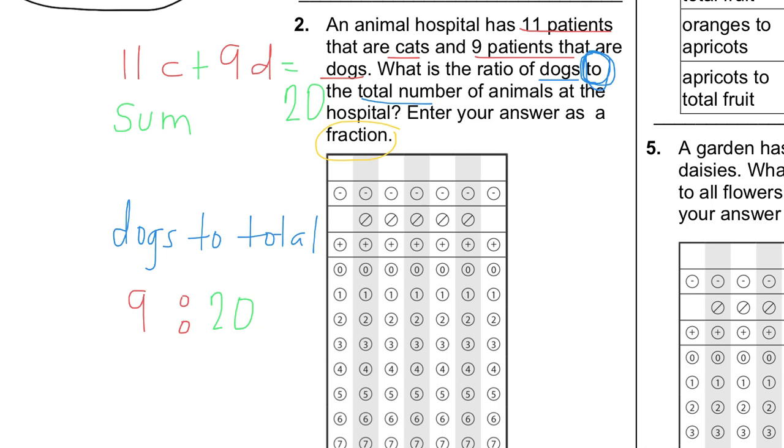That is my total. We need our answer as a fraction. So I will turn my response to a fraction by making 9 over 20. And here it's going to be 9 over 20.